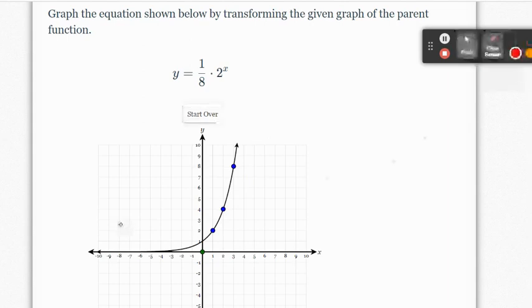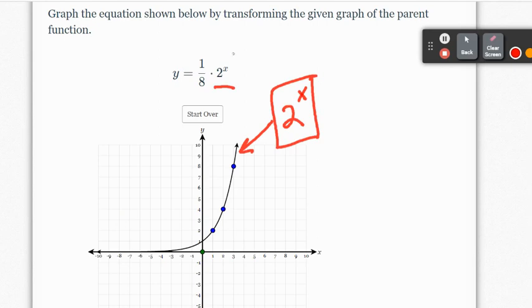So let's talk about the parent. The parent function, there's lots of parent exponential functions. Every one is dependent on the base. In this case, we have a base of 2 to the x power. And how I know that is looking at this function. It's the thing that's being raised to the x power. This is the parent, 2 to the x.